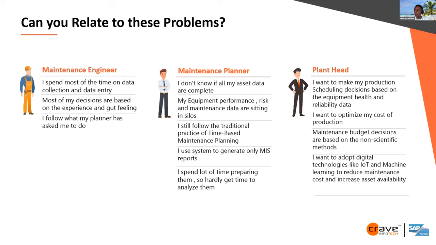And finally, the plant head says, I want to make my production scheduling decisions based upon the equipment health and reliability. The plant head goes to the conferences, he attends those sessions, he wants the best available tool which can help make the decision. So everybody is not aligned. Now, how do we get them to be aligned?